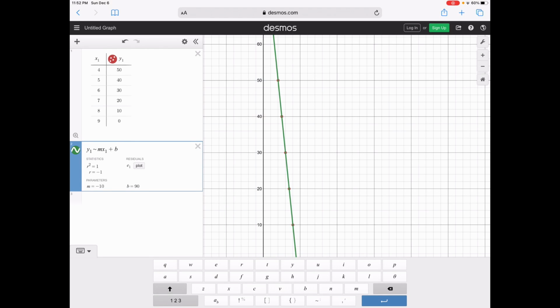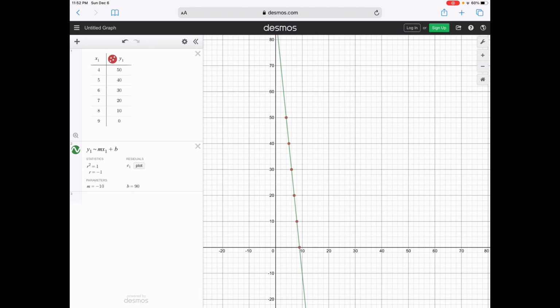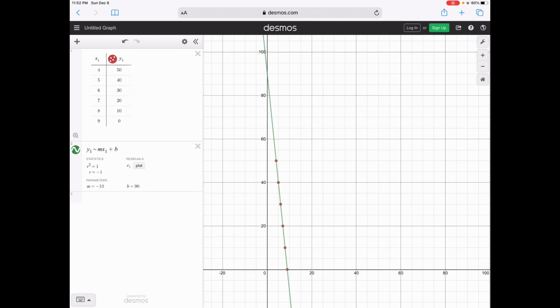And here's our equation. We have a nice slope of -10, which represents down 10 and to the right 1. We have our B, which represents our y-intercept of 90, which I would have to zoom in a good bit more to get that value on the screen. And you may notice that our correlation coefficient is a -1, which is as strong of a negative correlation as possible. So let's transfer this data back to our other screen.